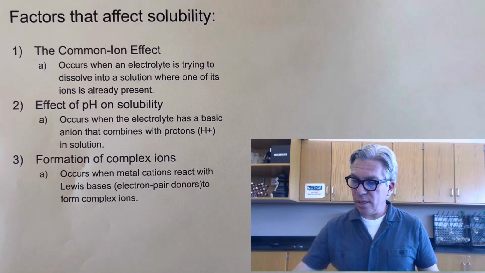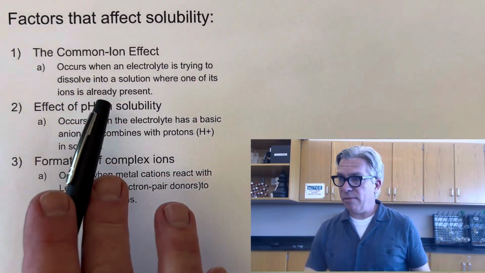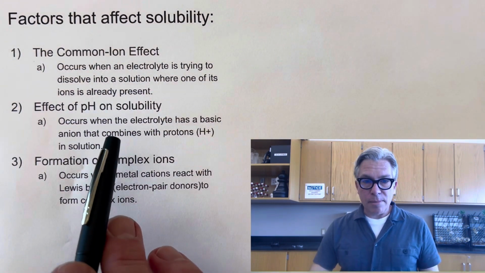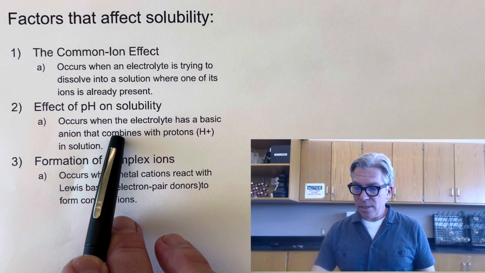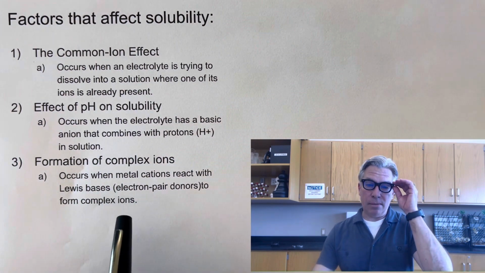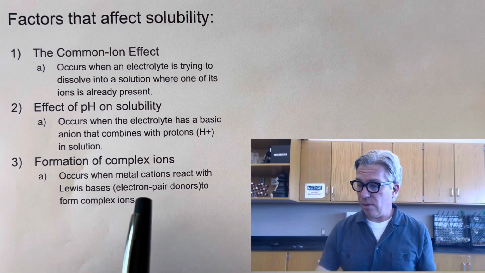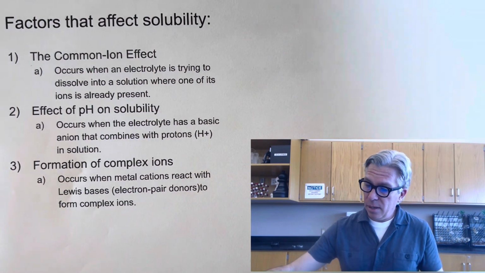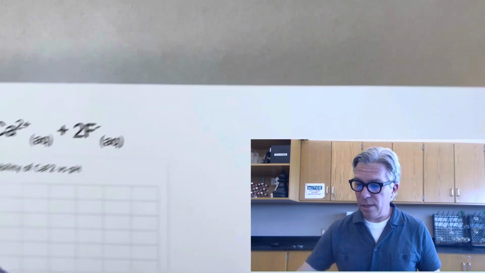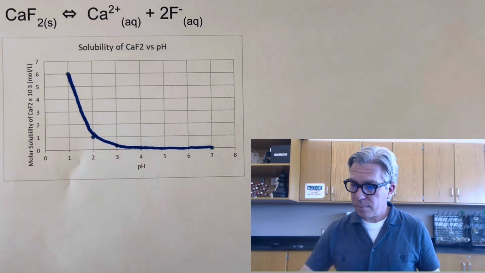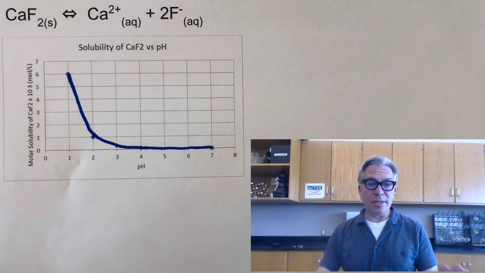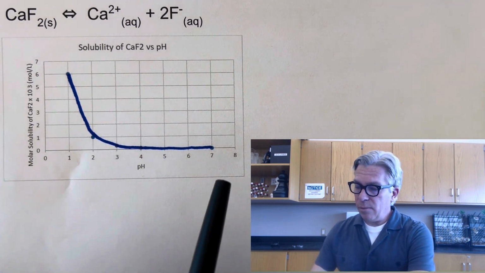Now, to give you an idea where we're headed, there are three factors. We just talked about the first one, the common ion effect. We're now going to talk about the effect of pH on solubility and also the formation of complex ions, which you're likely to see if you hang around the chem lab long enough. So let's look at another graph. I'm keeping calcium fluoride as somewhat of a theme here today. It's a similar shape graph, but it's a different graph, different data. And we're starting here.